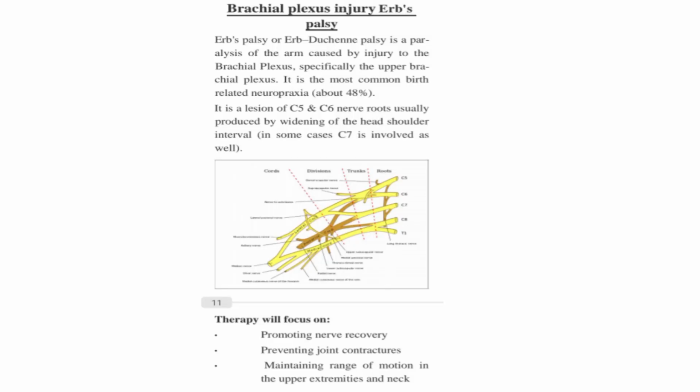In this lecture, we will discuss the brachial plexus injury, and the most common is Erb's palsy, or Erb-Duchenne palsy. Palsy means weakness or paralysis. It is a paralysis of the arm caused by injury to the brachial plexus, especially the upper brachial plexus, called Erb's palsy.